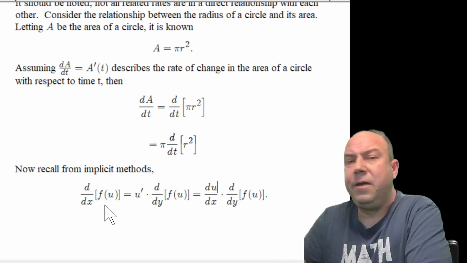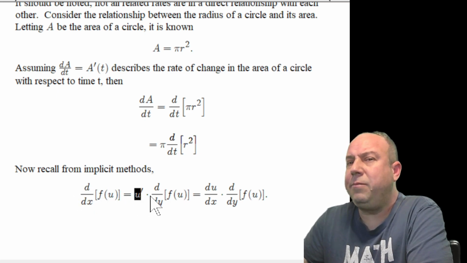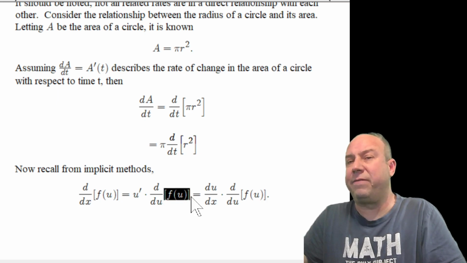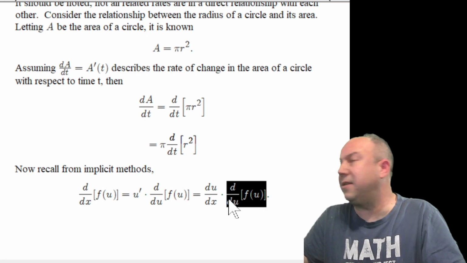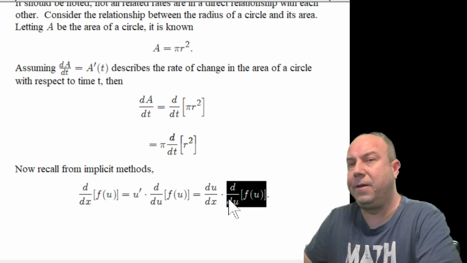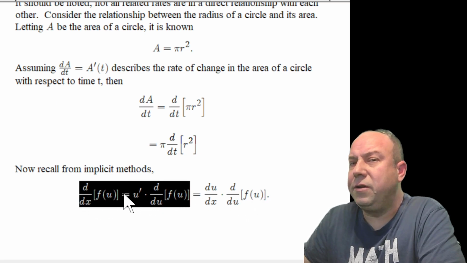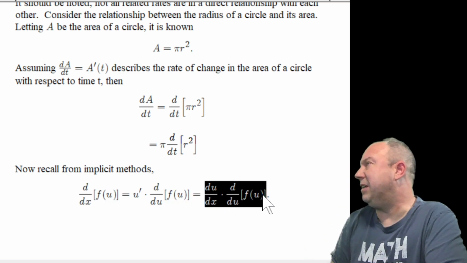All right. With respect to u, the derivative of x with respect to u is going to be u prime times the derivative of y with respect to u, that would be the derivative of u with respect to u for f of u, which would be du dx times du of f of u, the derivative with respect to u for f of u. Recall this result here on the right-hand side from implicit derivatives.